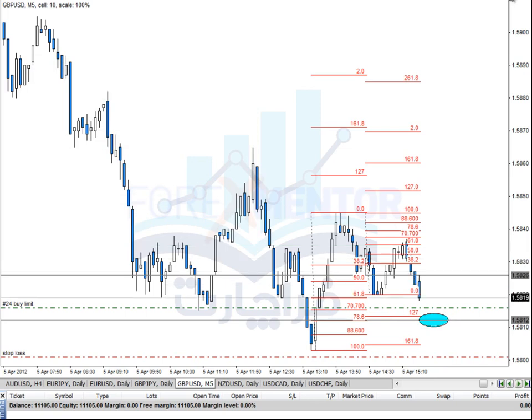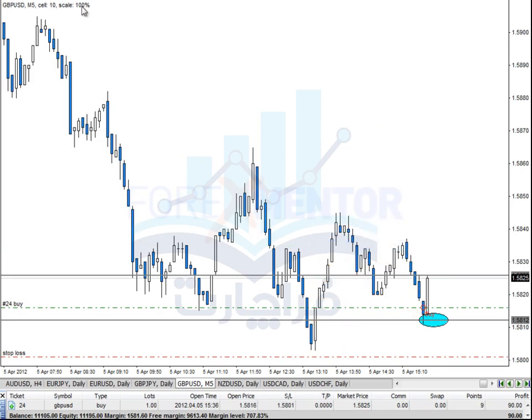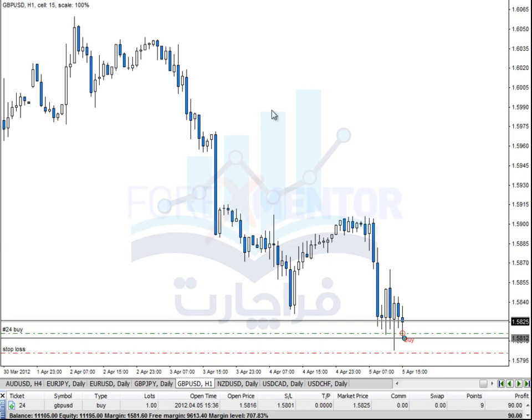Okay, so price has come down, hit the level, and reacted. Once price reacts, we want to start looking at some higher time frame levels. I'm just going to remove these fibs quickly so that when we look at the hourly chart, we're going to get a better feel for what's happening. So look at the actual rejection in terms of wicks here.